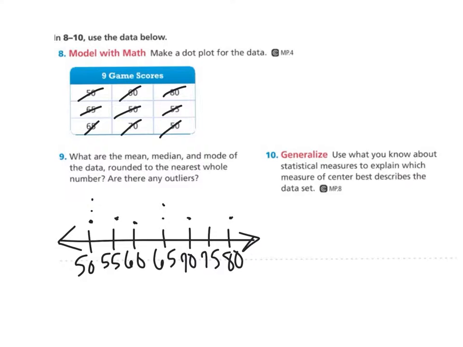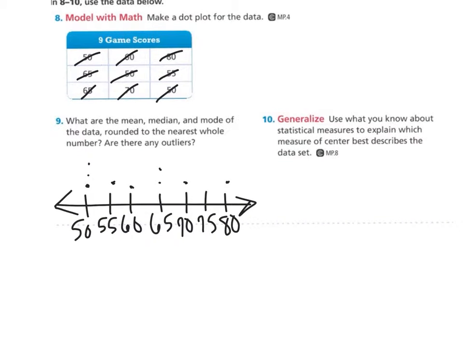So here's what our dot plot would look like, and these are scattered around pretty good. You know, 80, there's one mark in between there, but it's not like way out there, so that's probably okay, where we would say probably there's no outlier on that. We could figure the mean, median, and mode.